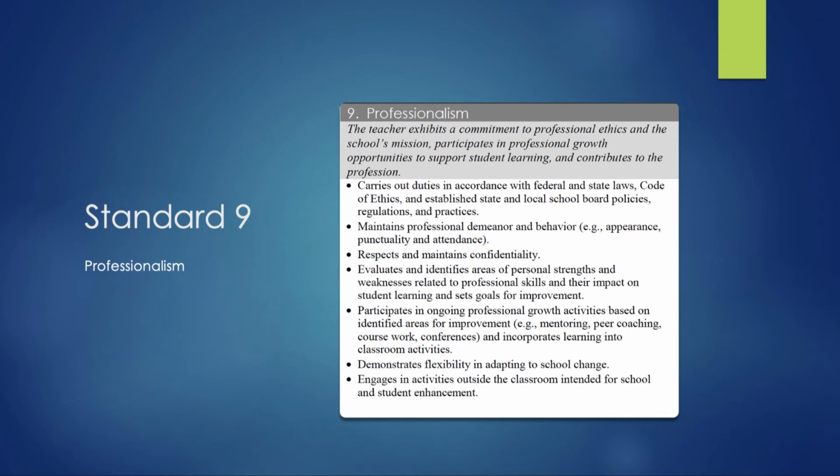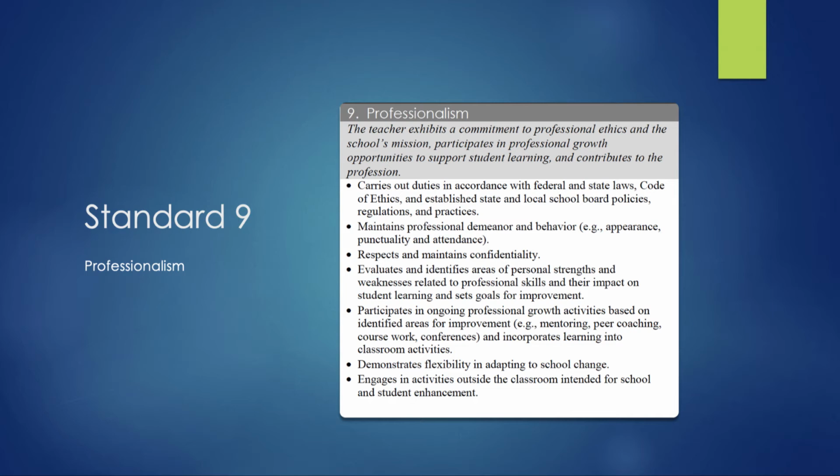For instance, we won't observe a teacher participating in ongoing professional growth activities or evaluating personal strengths and weaknesses, but there will be others that we would expect to see in the classroom. For instance, carrying out duties in accordance with federal and state laws, codes of ethics, and established state and local school board policies. Maintaining a professional demeanor and behavior, including appearance, punctuality, and attendance. Demonstrating flexibility in adapting to school change.